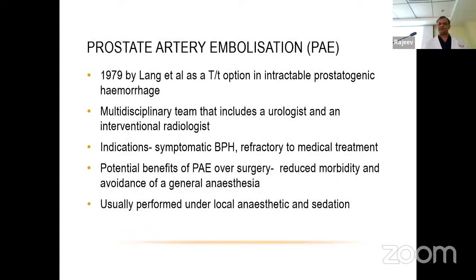Prostatic artery embolization is another minimally invasive technique, first explained by Lang for the treatment of intractable prostatogenic hemorrhage, and it uses a multidisciplinary team of urologists and interventional radiologists. It is indicated in cases of symptomatic BPH that are refractory to medical treatment. A potential benefit of prostatic artery embolization over surgery is the reduced morbidity and avoidance of general anesthesia. It is usually performed under local anesthesia and sedation.